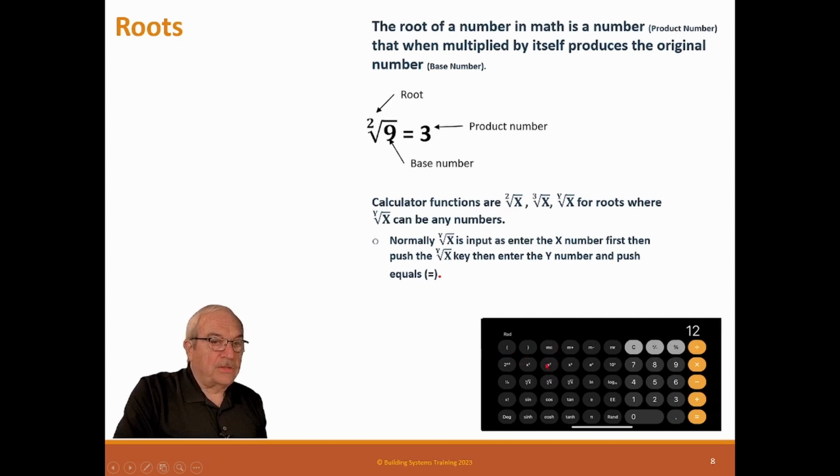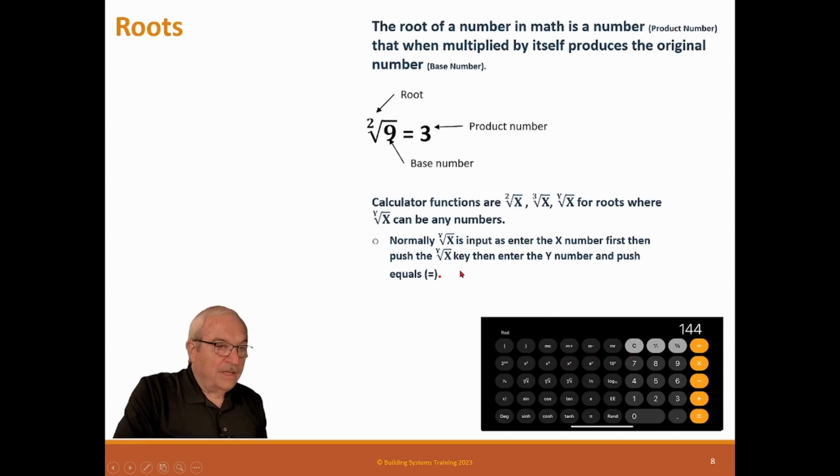Now, to do a special root, if you do 12 and input the y root function, and then put in 0.5 again, and then hit equals, you get 144, which is what you get when you take the 0.5 root. So these, again, are easy to do on your calculator. As long as you've got your phone handy, these are easy to do.